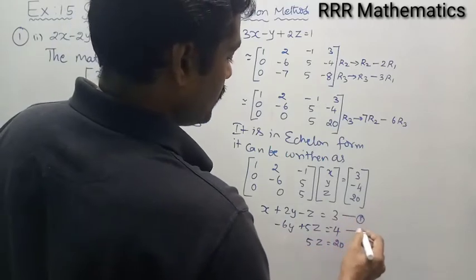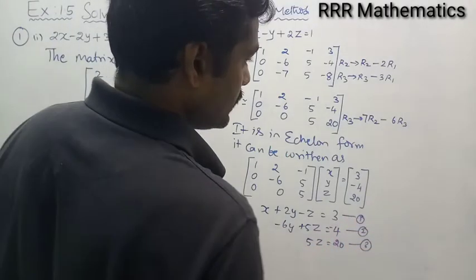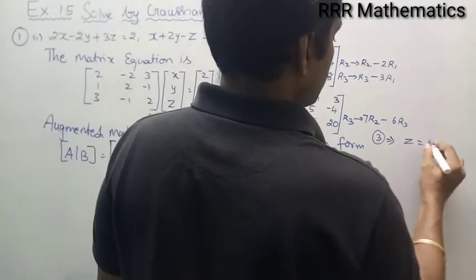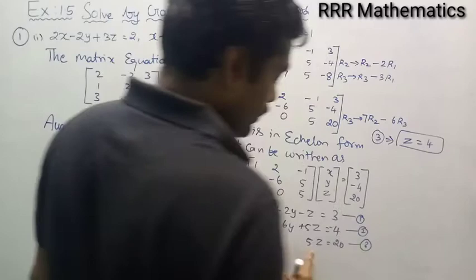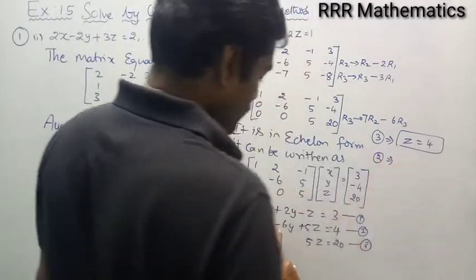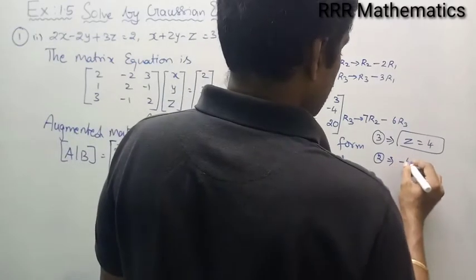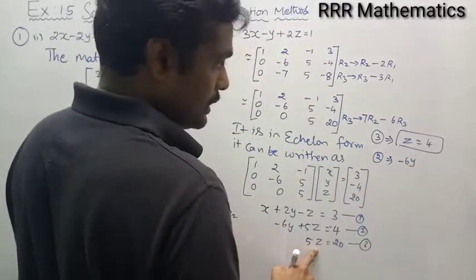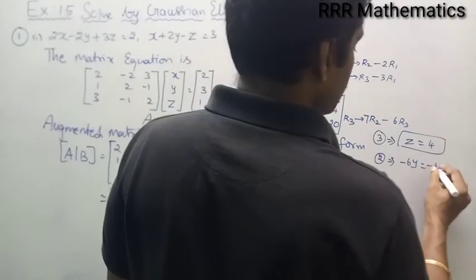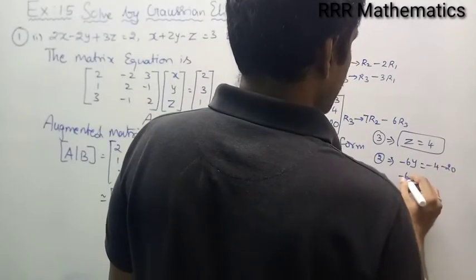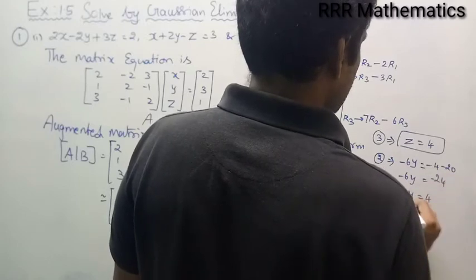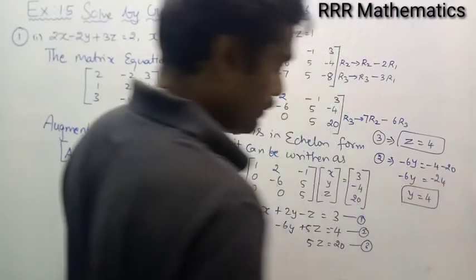I will take these as equations 1, 2 and 3. From equation 3, z will be 4 when you divide by 5. Then equation 2 becomes minus 6y. What is z? z is 4. 4 5s are 20. 20 comes here, minus 20. So minus 6y equal to minus 24. y will be 4. Got it?